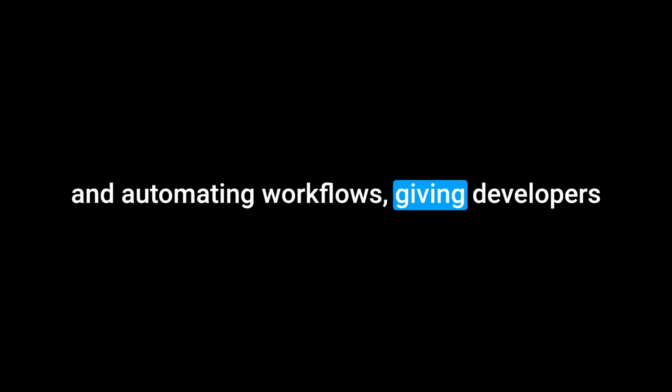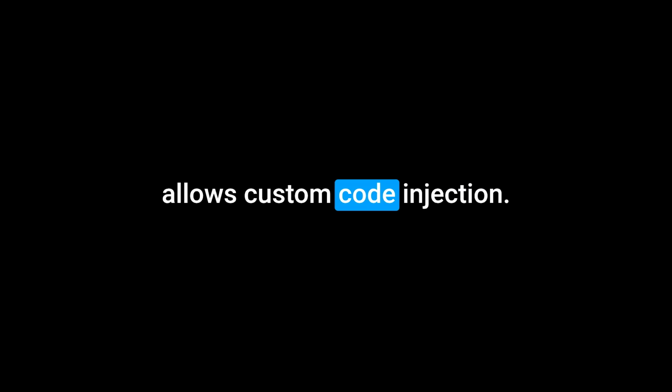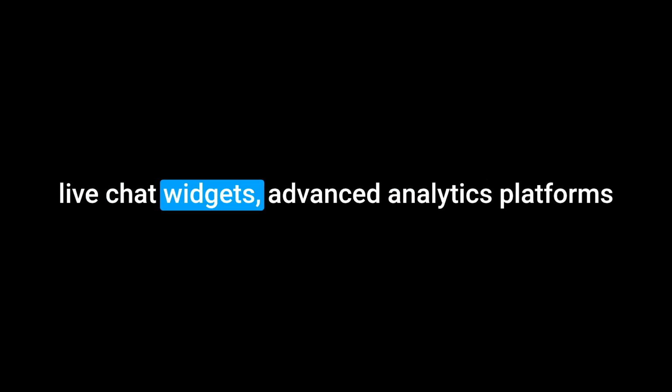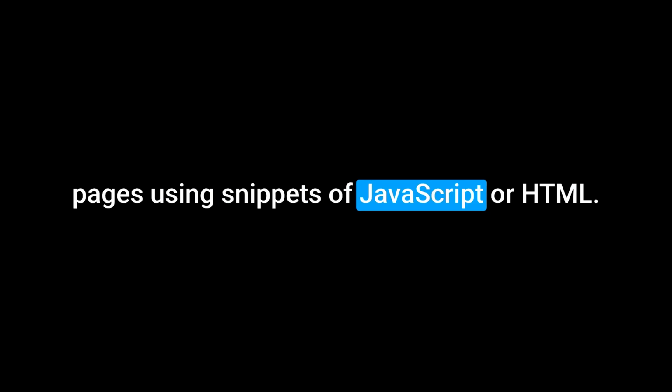How does MailerLite handle custom integration and developer needs? MailerLite also supports API integrations for core functions like collecting subscribers and automating workflows, giving developers the tools they need for many common tasks. Interestingly, its website builder allows custom code injection. This enables you to add third-party tools like live chat widgets, advanced analytics platforms beyond Google Analytics, or heat mapping tools directly onto your MailerLite-built website pages using snippets of JavaScript or HTML.